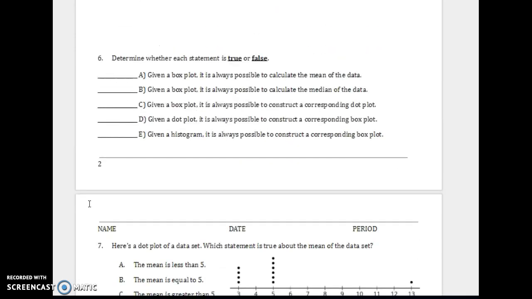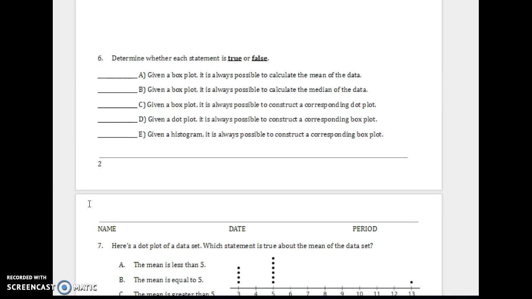Question 6. Determine whether each statement is true or false. A. Given a box plot, it is always possible to calculate the mean of the data. B. Given a box plot, it is always possible to calculate the median of the data. C. Given a box plot, it is always possible to construct a corresponding dot plot.